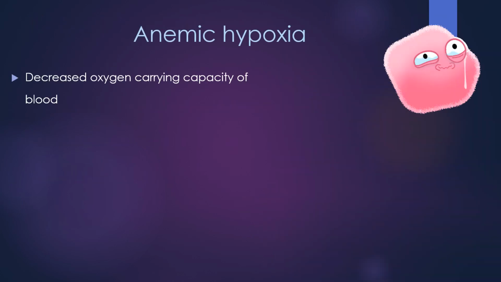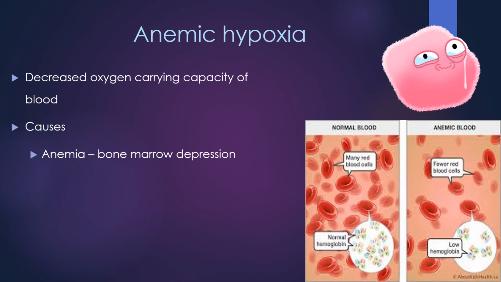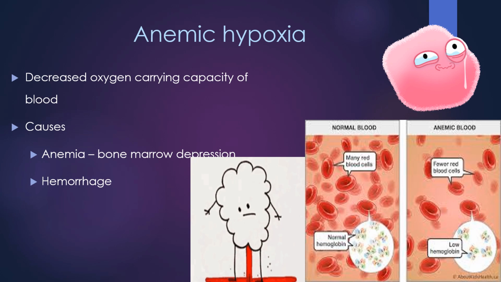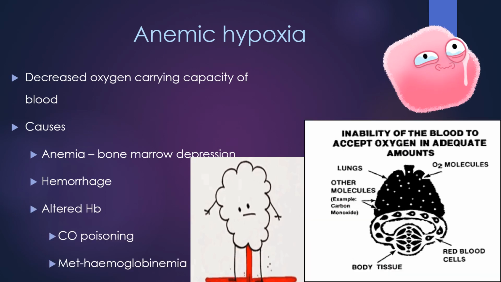Moving on to the anemic hypoxia. So decreased oxygen carrying capacity of the blood. The causes: anemia, when there is bone marrow depression, and production of RBC defect, and also the other blood cells. And then hemorrhage, the blood loss. So that can lead on to the carrying capacity being affected.